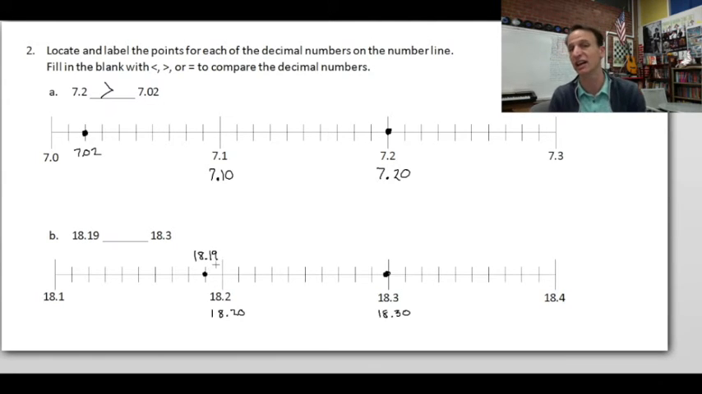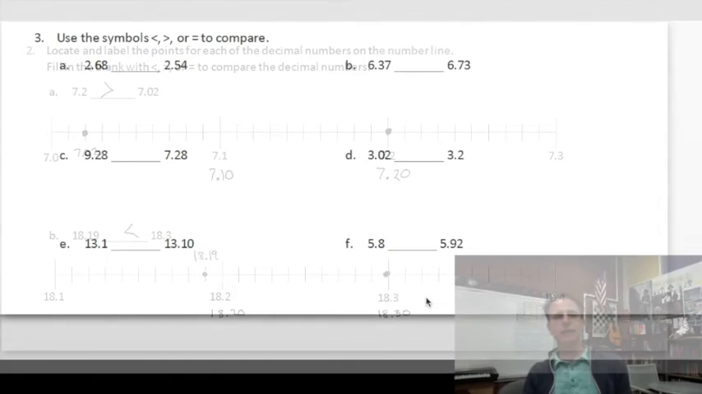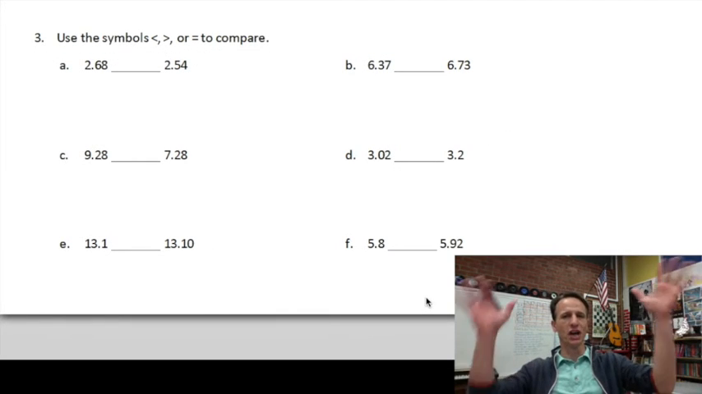$18.19, or 18 and 19 hundredths. Hallelujah! And when we look at our number line, we can see that falls before. So 18 and 19 hundredths is less than 18 and 30 hundredths, also known as 18 and 3/10. Booyah! Let's go see about number 3.